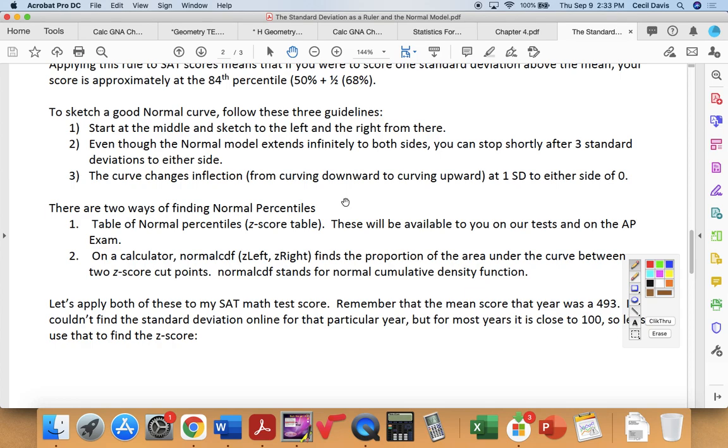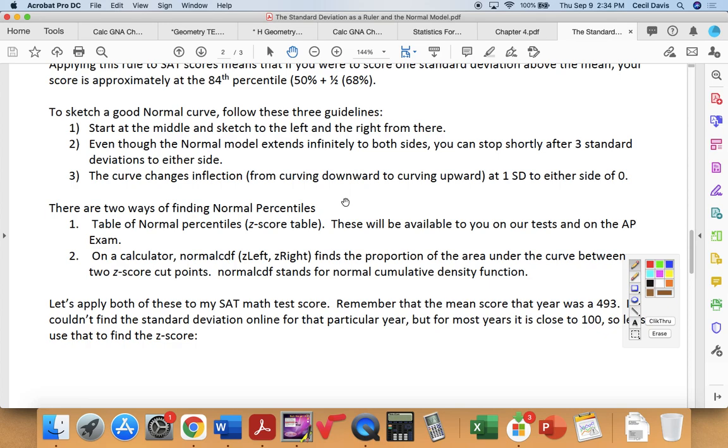So if you're doing 0.91, the column on the left tells you the first decimal place. The headings across the top tell you the second decimal place. So if it's 0.91, then 0.8186 means 81.86% of the scores are less than that. So what's in the body of the table is telling you what percent is less than that.